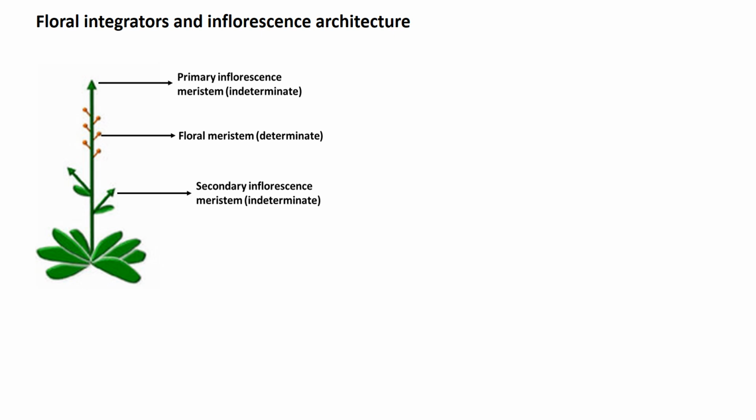As seen in the earlier module, in Arabidopsis, secondary inflorescences arise as branches on the primary inflorescence, which retain the indeterminate nature of the primary inflorescence. After forming several branches, the primary inflorescence meristem begins to produce determinate floral meristems which develop into flowers. Floral meristem identity genes specify the floral meristems on the flanks of the inflorescence meristem.